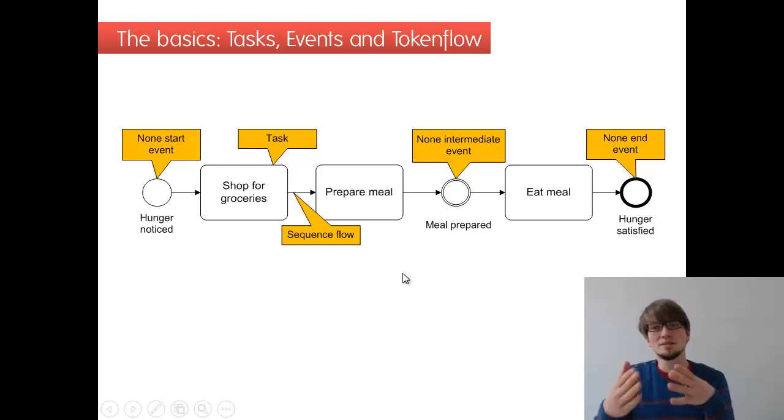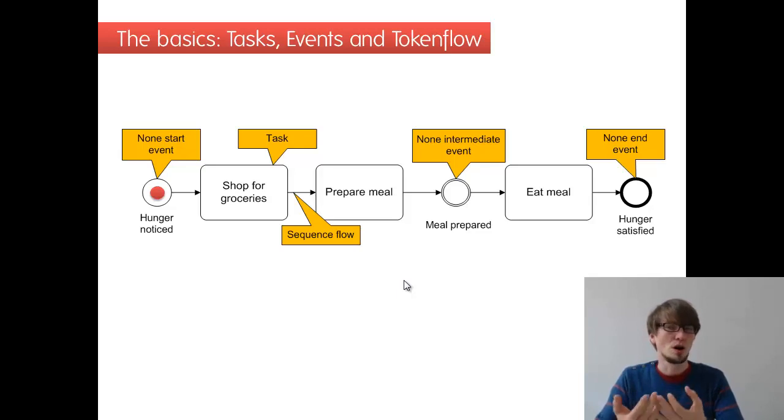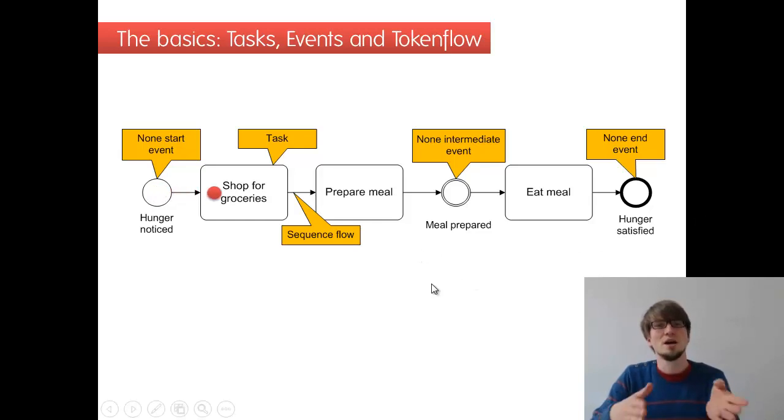And when we start one instance of that process, so I have hunger now, then we start a process instance. And this is basically in the BPMN, you can imagine it like having a token in the process, and that moves through the process model as you advance in the process. So in this case, we might start with hunger noticed, and then this moves through shop for groceries, prepare meal, then the meal is prepared, then we eat it, and then we're done. When the token arrives in an end event, the process instance ends. I think pretty straightforward, but important to get that concept.